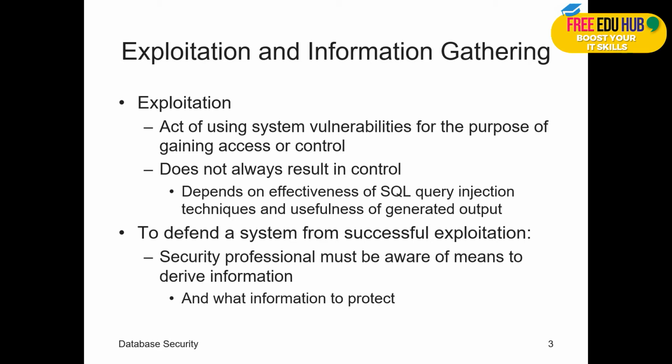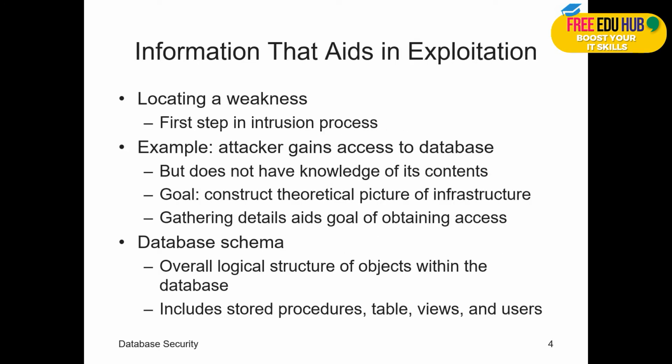To defend a system against successful exploitation, security professionals must be aware of the means to derive information and what information to protect. Locating a weakness, for example, is the first step in the intrusion process. Now, these steps are not always successful, but they give you an insight into the penetration, or how the penetrator would try to exploit the weakness of the system in order to get hold of the information which is stored on the databases. The attacker gains access to the database but does not have knowledge of its content. Content means the overall structure of the database.